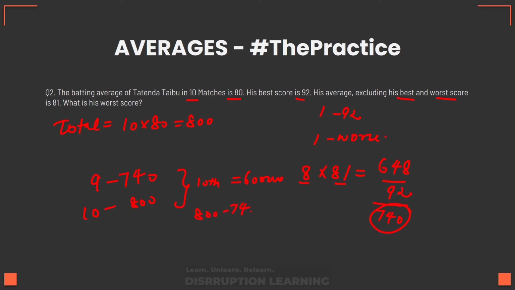Again, a very simple question using the very basic properties of averages. We got his total runs. We got runs in 1 match. We got runs in 8 matches. So we have a total of 9 matches. Now we need the score in the 10th, and that is very simple to know. So let's move to the next question now.